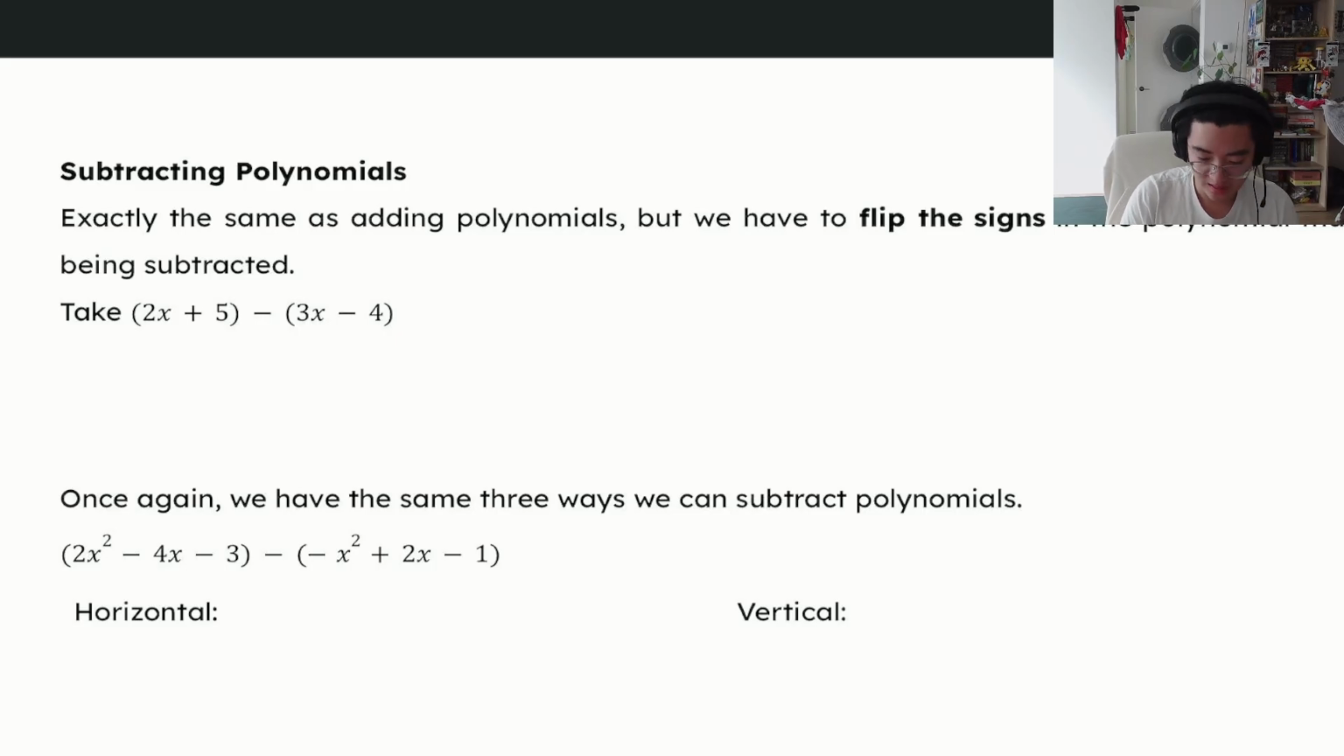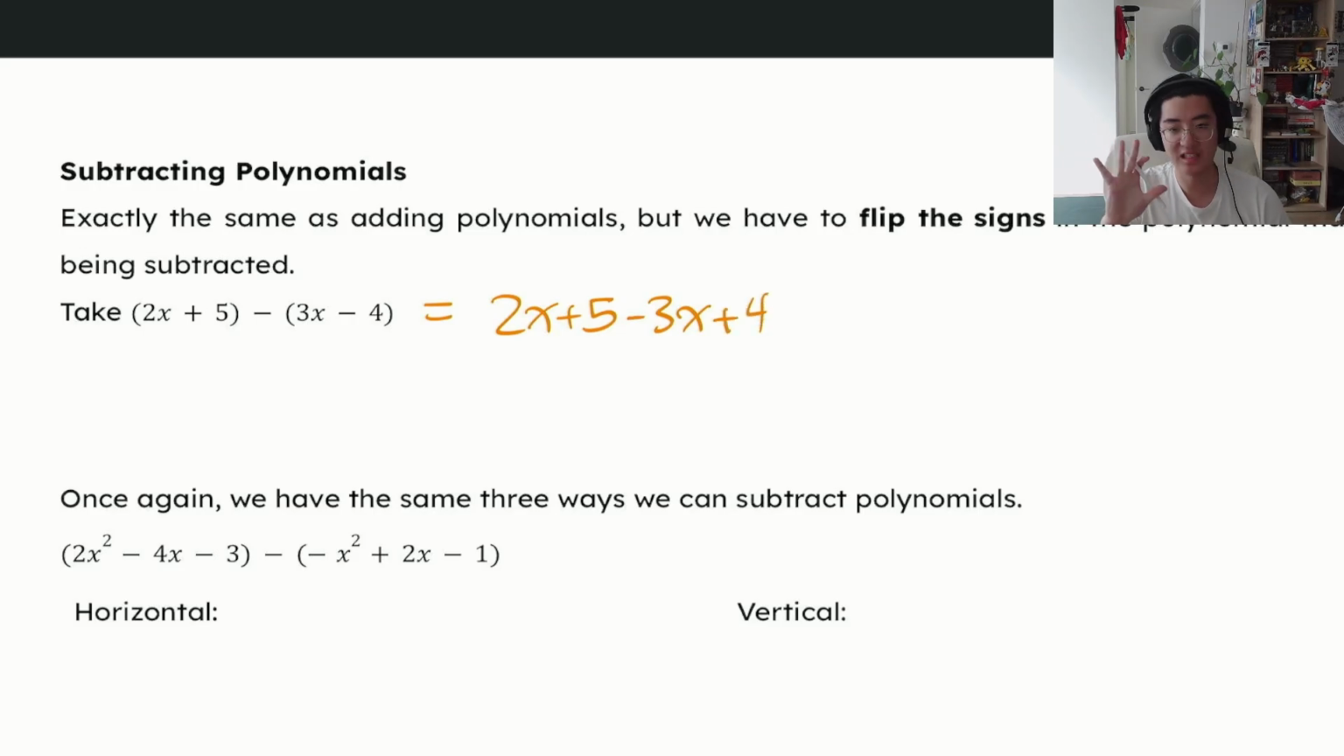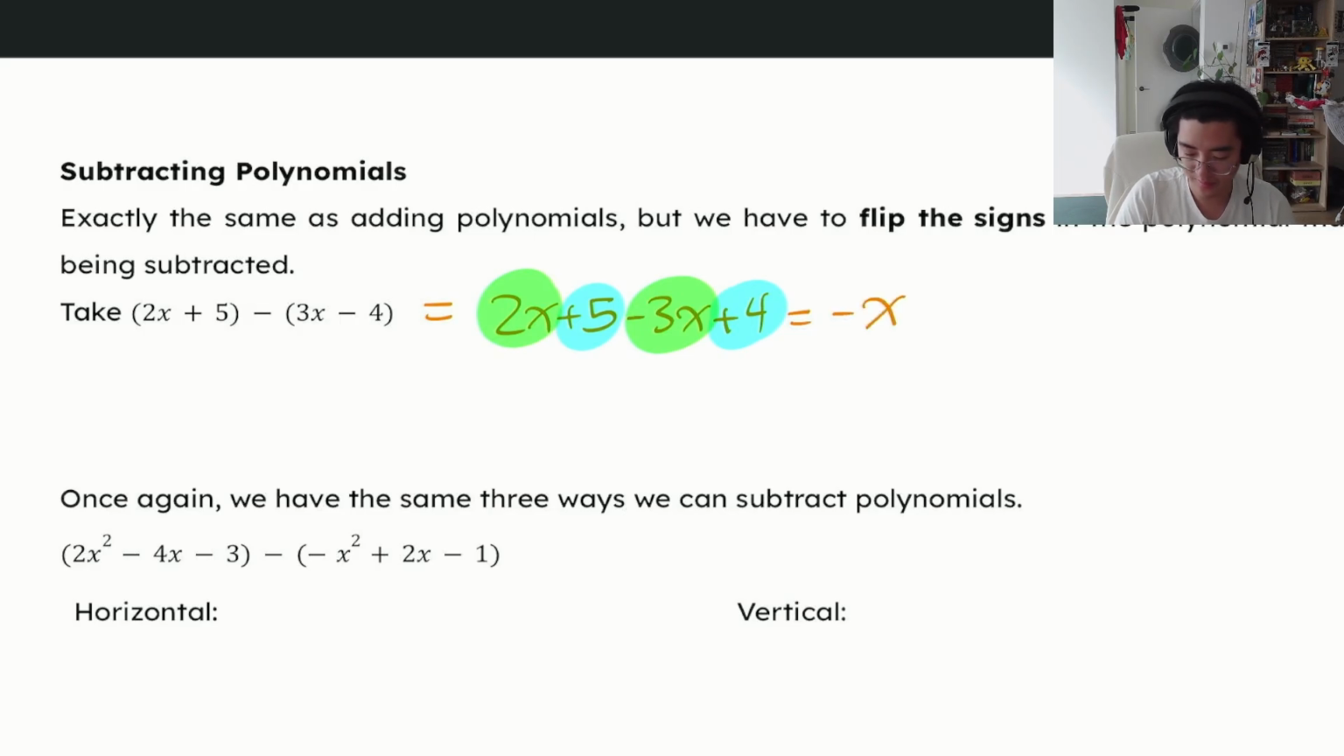So, in our first example right here, 2x plus 5 remains the same. And then from there, we have a positive 3x and a minus 4. And now to flip the signs, we flip the plus 3x to minus 3x, flip the minus 4 to plus 4. And that's it. That's the only stuff we gotta do. And then business as usual, we got the x's here, and then the constants here. 2 minus 3 is negative 1, so negative x. 5 plus 4 is 9.